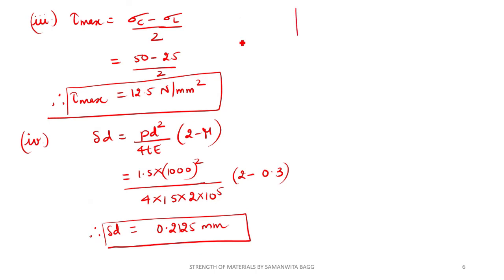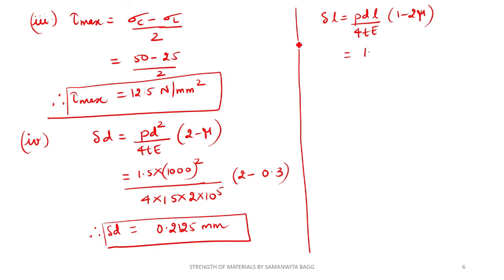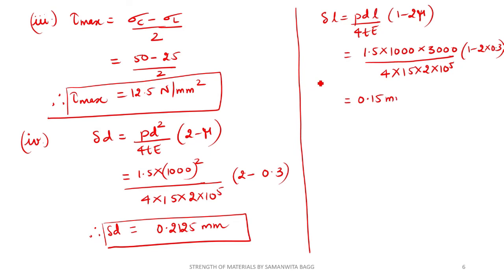Next, I need to calculate delta L. For delta L, the formula is PDL upon 4TE into 1 minus 2 mu. So P is 1.5, D is 1000, L is given as 3000. This is 4TE, 1 minus 2 into 0.3. So this turns out to be 0.15 mm.